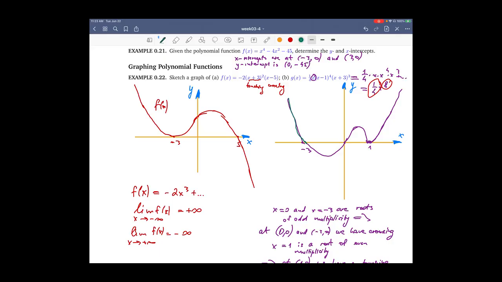We could have local extrema here, maybe some here. So our analysis doesn't show whether it's the purple curve or the green curve that we should have. We only determine the end behavior and the roots and the type of intersection at the roots, either crossing or touching.